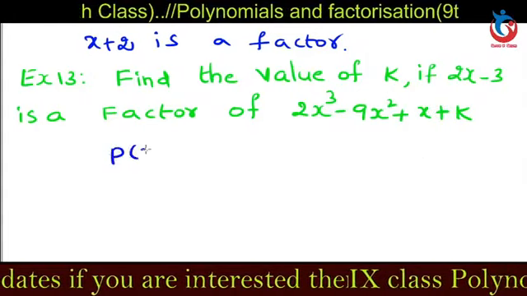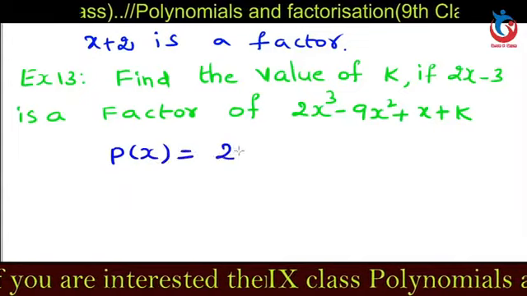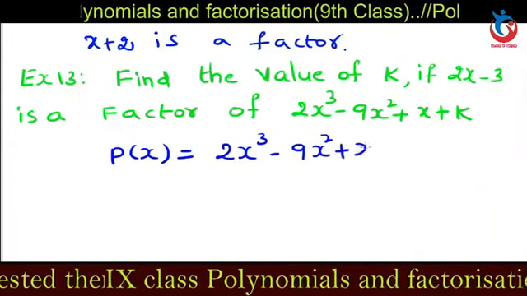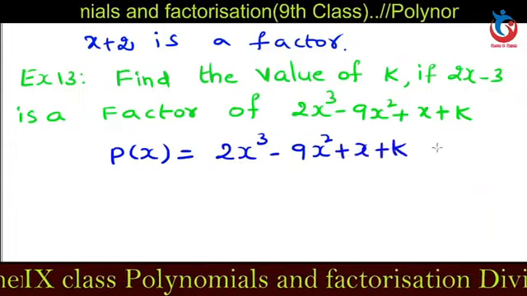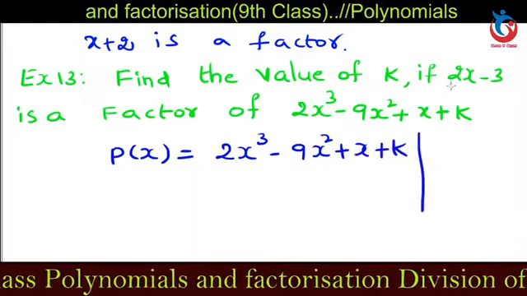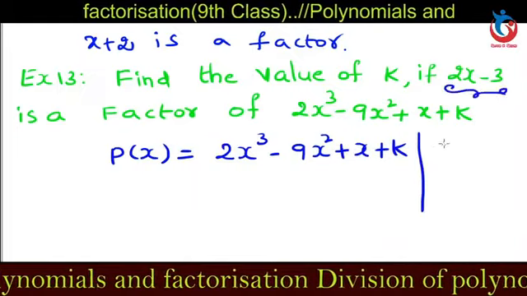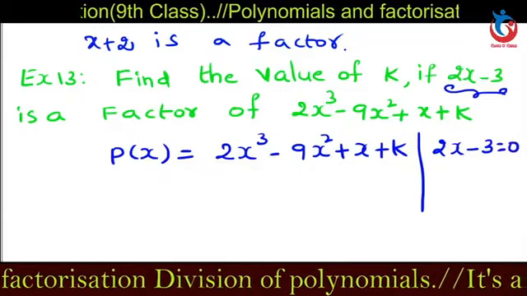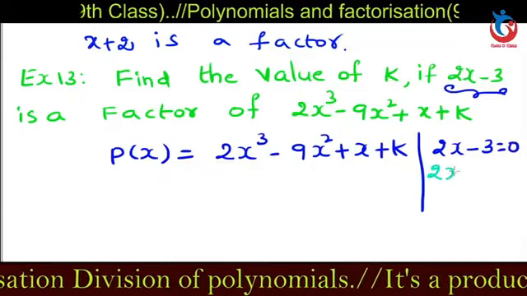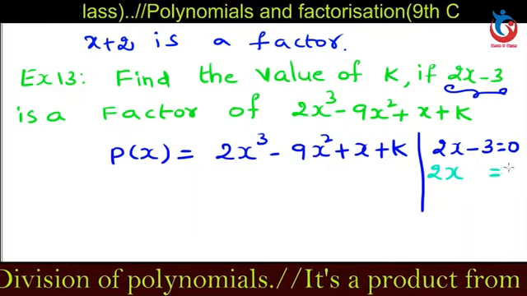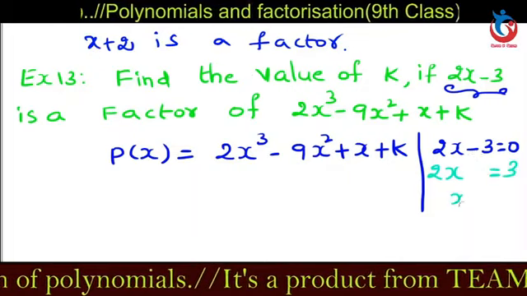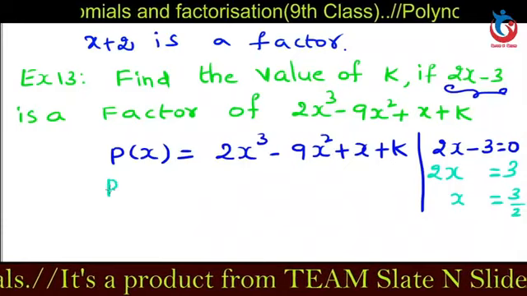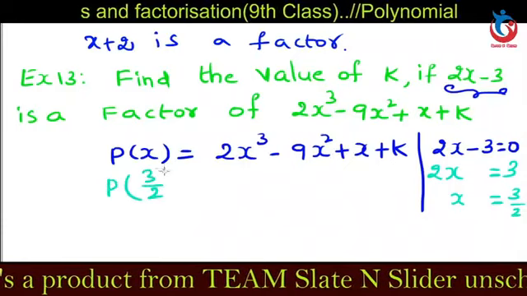Suppose this polynomial is p of x. So p of x is equal to 2x cube minus 9x square plus x plus k, and we should find the zero of this divisor. 2x minus 3 is equal to 0, and we should find out the value of x. So send this minus 3 to the other side, and x is equal to 3 by 2. Now substitute the value of x with 3 by 2.